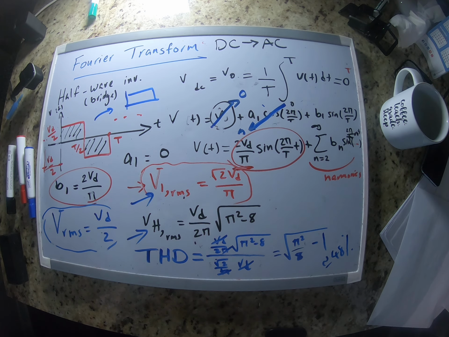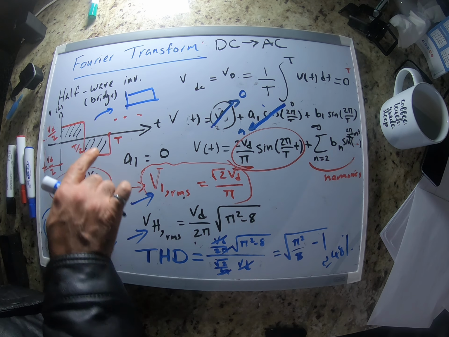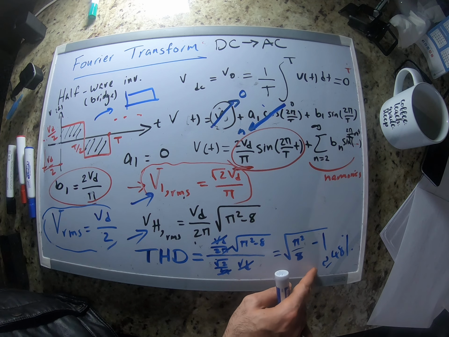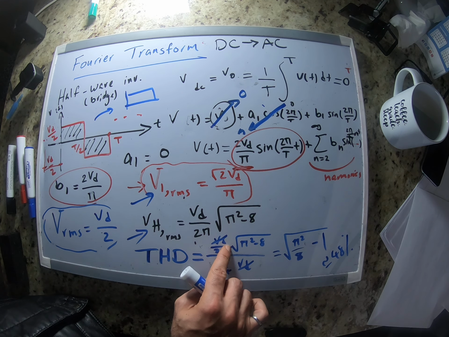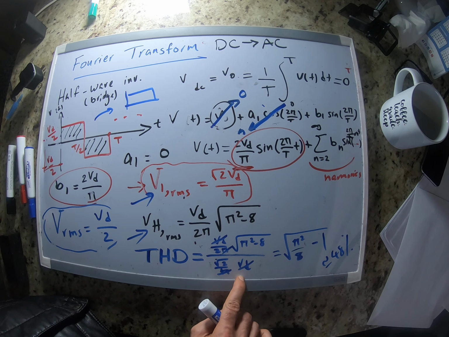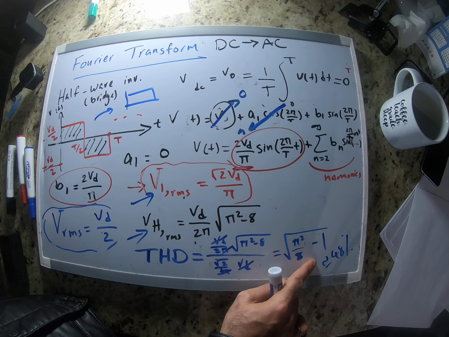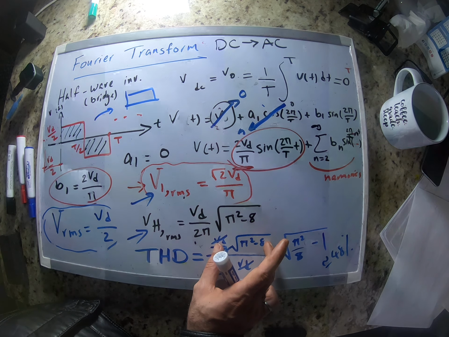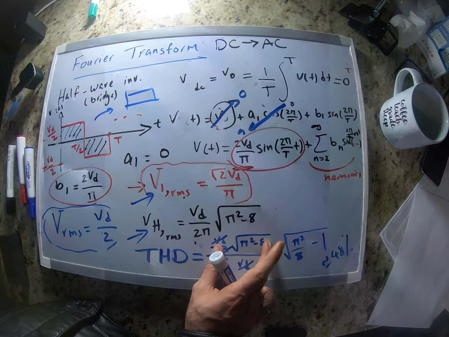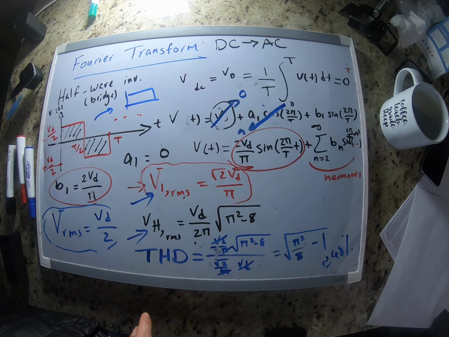So the THD, the total harmonic distortion for a half wave inverter, is about 48%. It means that the ratio between undesired to desired components is 48%. So if we consider this 100, then we have about 50% stuff that we don't need, but we have them, right? And the half wave inverter gives us some harmonics.